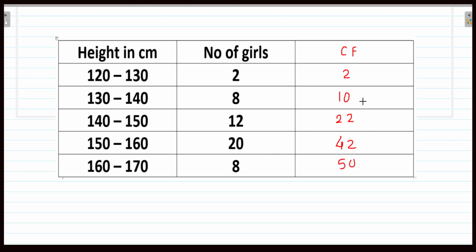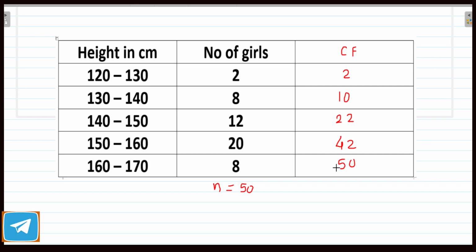Once we have calculated the cumulative frequency, we take the sum of the frequencies. There is no need to add the frequencies because it is already given in the question that the number of girls is 50. So this sum will be 50, and that sum is denoted by n equals 50. So first we take the cumulative frequency, then we take the total of the frequency. This total of the frequency and the last cumulative frequency should be the same.